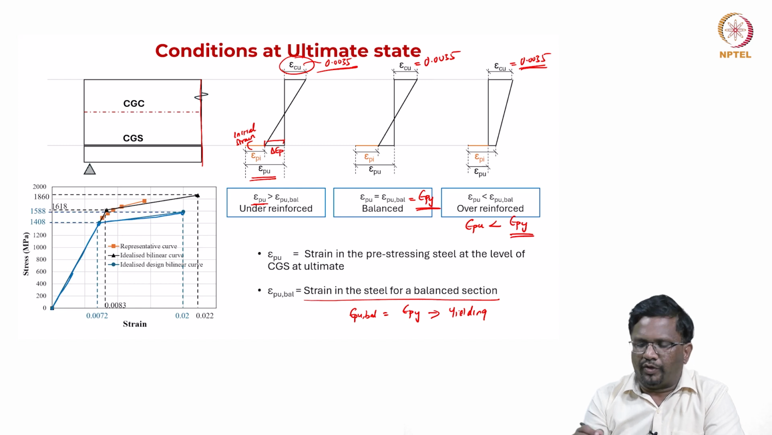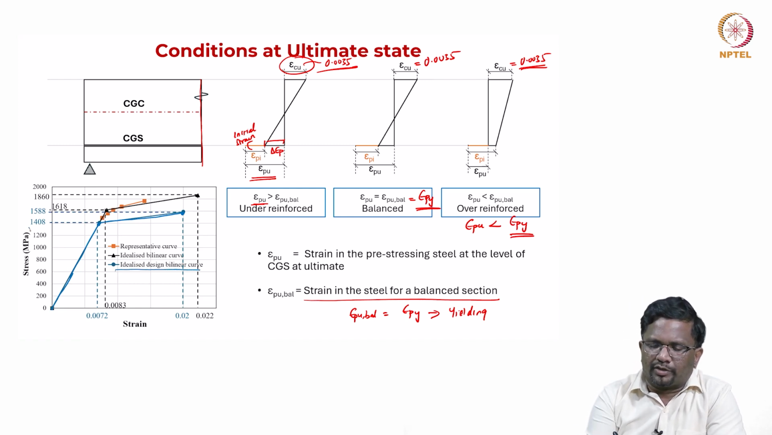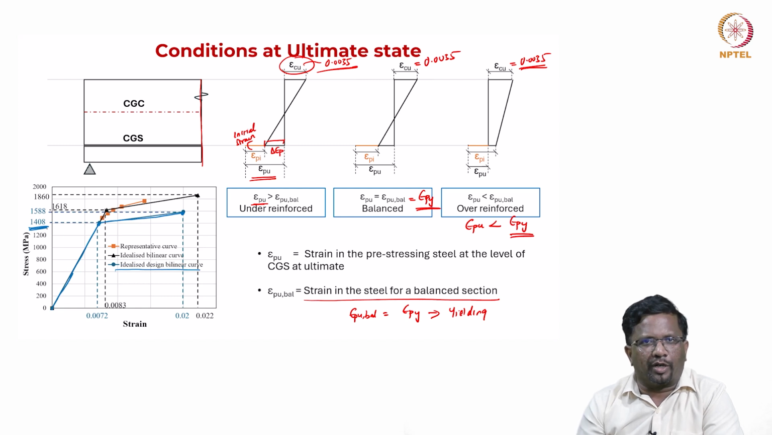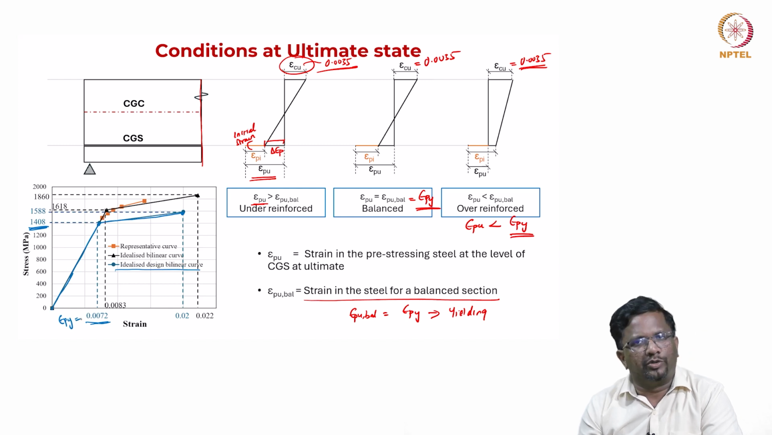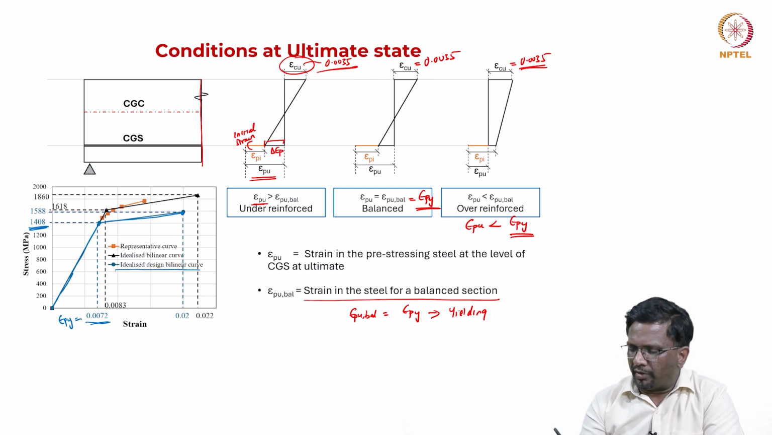We have explained in the material chapter how we get these values using IRC code provisions. For example, if you look at the idealized bilinear curve, my yield stress is 1408 megapascal and the corresponding yield strain, this will be your epsilon py, which is 0.0072, and your ultimate is going to be 1588 megapascal and this is your epsilon pu, okay, ultimate.